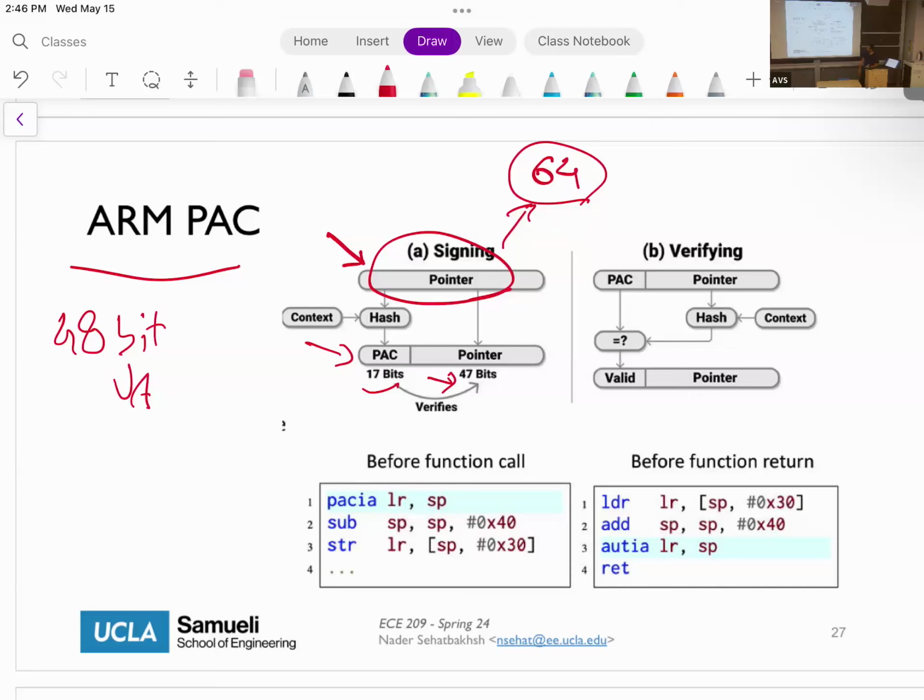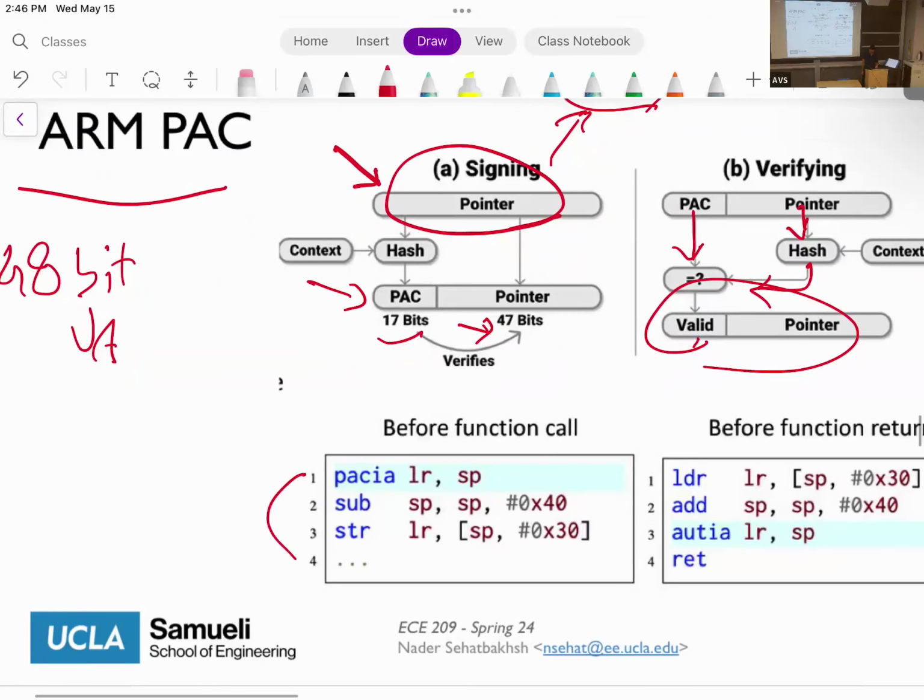Now, next time I want to use the pointer, I first take the pointer, hash it the same way I hashed it here, and compare it with the tag that I stored in the pointer. If these two match, then it means that I can use this pointer. If you're curious about the equivalent of this in ARM, we have PACIA, which essentially says that, for example, this stack pointer needs to be tagged. And then when I want to use it, I again use the authentication instruction AUTIA in order to see whether the stack pointer is indeed authenticated or not.